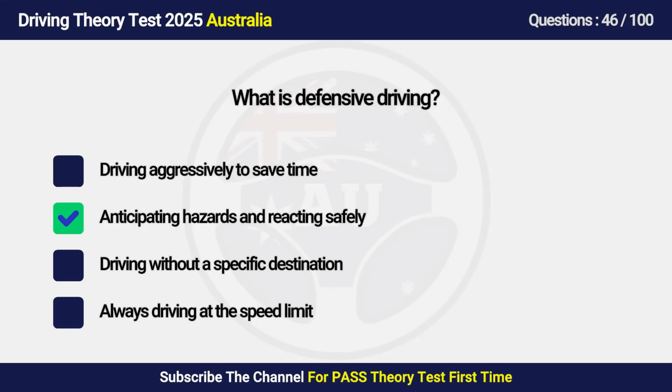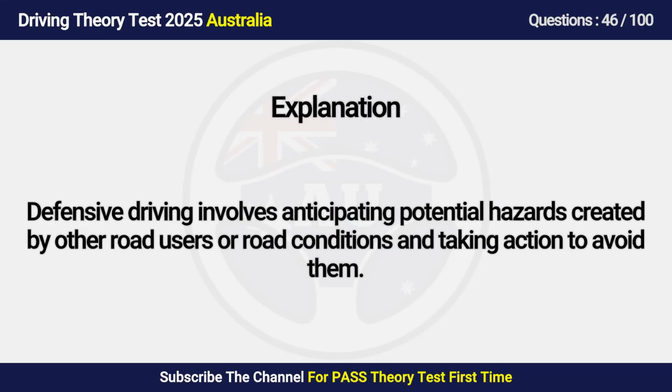Answer is B. Anticipating hazards and reacting safely. Defensive driving involves anticipating potential hazards by other road users or road conditions and taking action to avoid them.